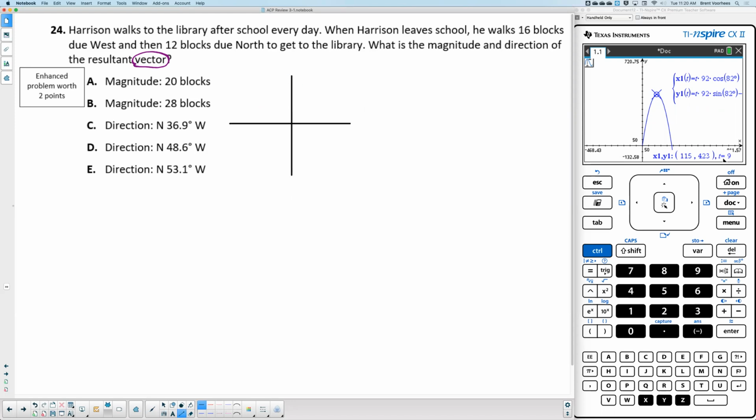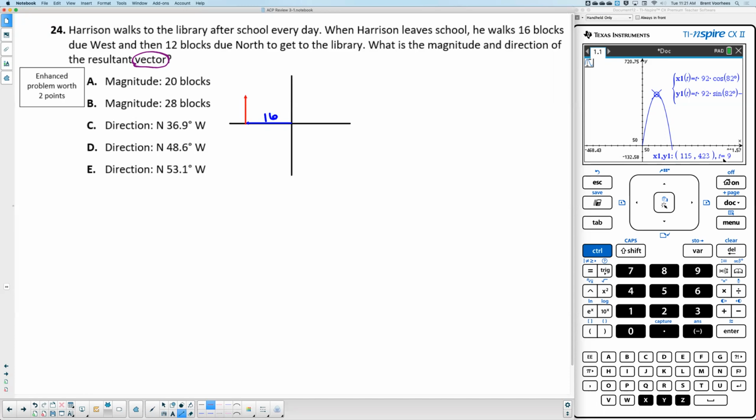First vector, which direction does it go? Due west, which is what direction? To the left. So we're going to go left, 16. And then, secondly, now do I draw it from the origin? That would not be tip to tail. You need to go tip to tail.